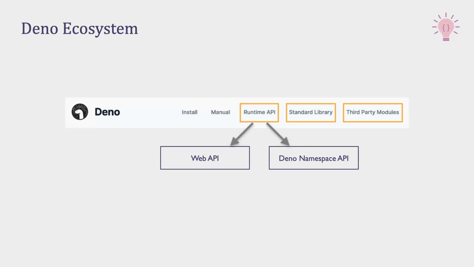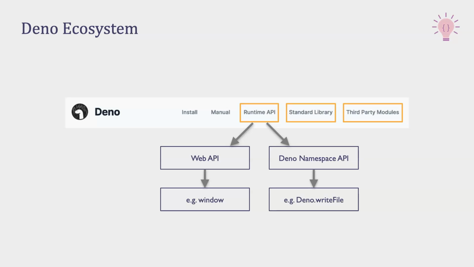Runtime API consists of Web API and Deno namespace API. Web API here means browser-compatible APIs that are supported by Deno, while Deno namespace API are Deno's global API. An example of the Web API is the window object. This is a browser-compatible API. And an example of the Deno namespace API is Deno.writeFile function. This is part of the Deno global. You can easily differentiate between these two because the Deno namespace API always starts with Deno dot, while the Web API doesn't start with anything specific.